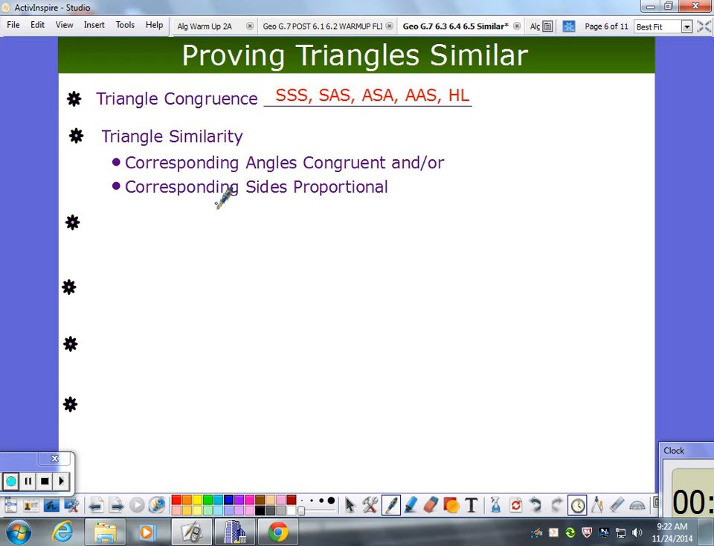Well, for triangle similarity, we have fewer things to remember, which is good. So to prove triangles are similar, this is kind of the definition: the corresponding angles are congruent and the corresponding sides are proportional, meaning the same scale factor. Okay, that's what that means. So, postulates and theorems.